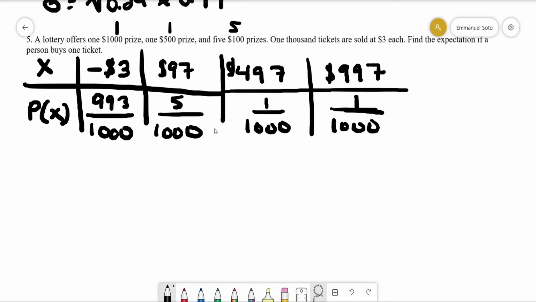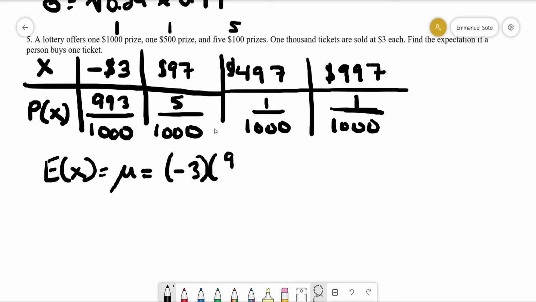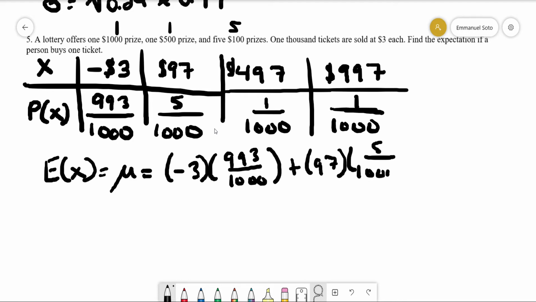So we can calculate our expectation, which remember is the same thing as our mu. So we're going to multiply x times p of x. So we have to do -3 times that, 97, 497 times 1 out of 1,000.